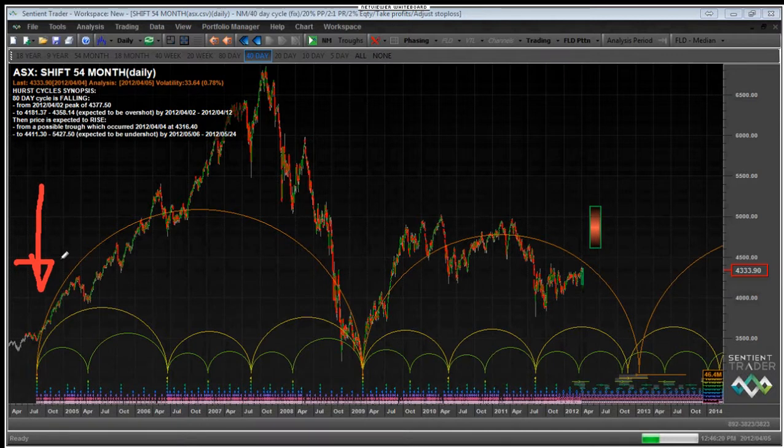First of all, Sentient Trader is positioned a 4.5-year cycle trough back here in August of 2004. Now, that is clearly wrong. However, when you're performing an analysis using Hurst cyclic principles, it's very important to remember that you're performing the analysis to get an understanding of what's happening now.